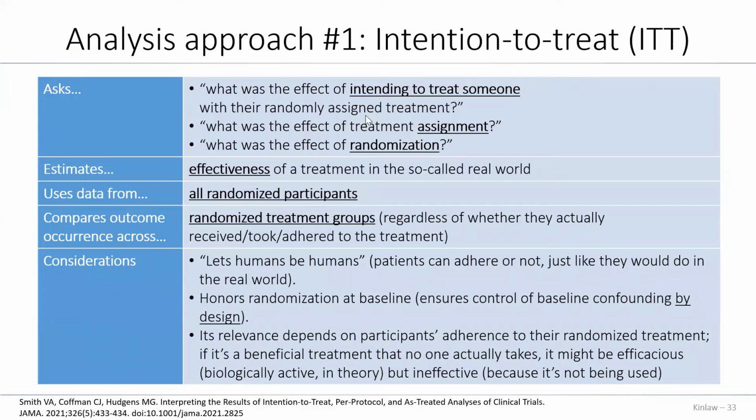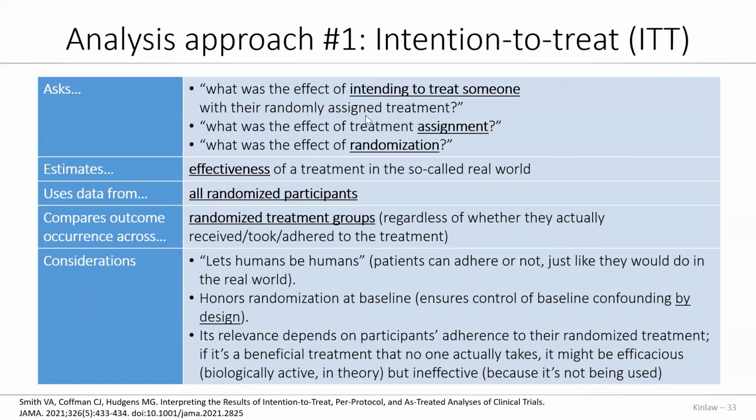So we return to that pretty heavy table that provides information on the ITT estimator and how to interpret it. So what this ITT is estimating is the effectiveness of a treatment in the so-called real world. It uses data from all randomized participants and compares the outcomes across these two groups, no matter whether they actually ended up taking the medication or not. Depending on your perspective and why you're running a trial, you might see this as a good thing. It gives you the ability to let humans be humans and not exert too much control on their behavior. Also, really critically, it honors randomization that you performed at baseline, and therefore controls confounding by design.